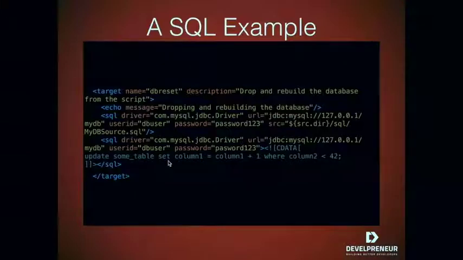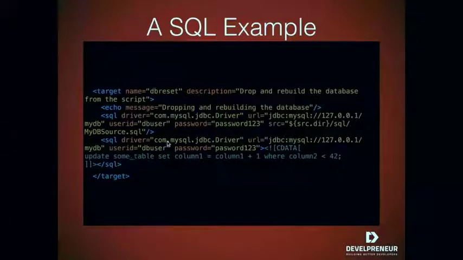So here's what I did: I said, hey, I'm just going to update some data, some table. I set a column to column + 1 where column 2 is less than 42. So I could do anything. I can do inserts, I can do updates, I can do deletes, I could create procedures, I can do all kinds of stuff here. Obviously, if you're going to have a huge CDATA block, I have no idea why you would not instead pull it out into a SQL file or just a file somewhere and tell it to execute that file as opposed to having some big complex thing.